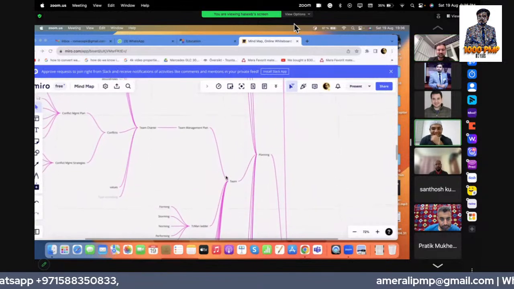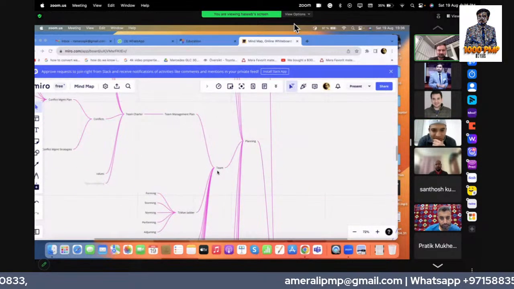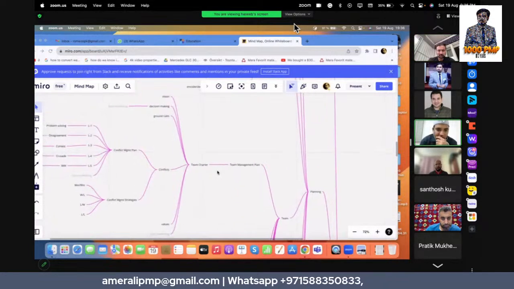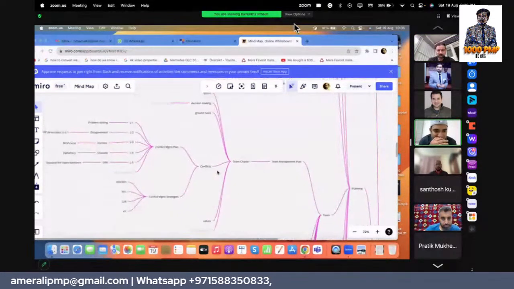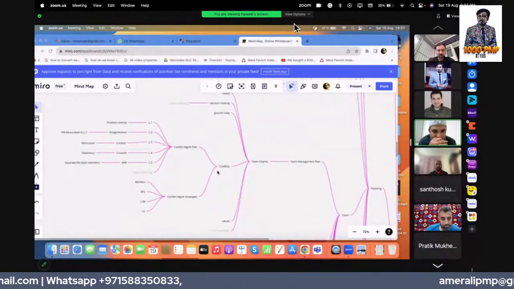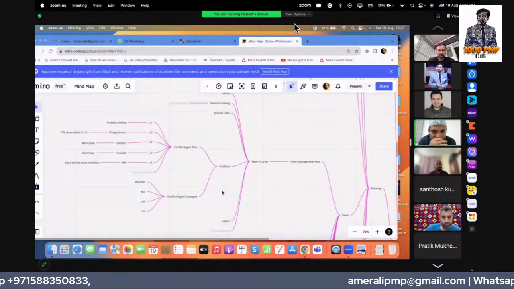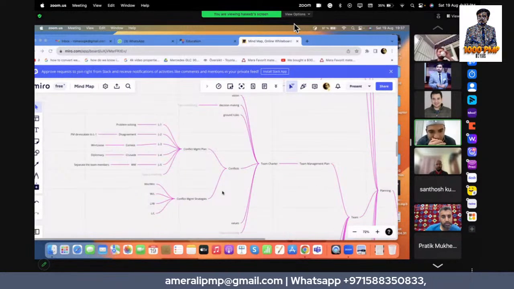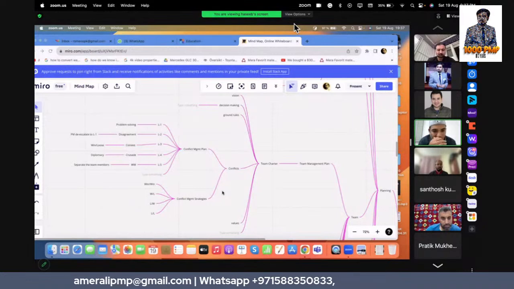Okay. So in team we have a team management plan, then a team charter. In the team charter we have conflicts, values, decisions, ground rules, and decision making. So in conflict we have a conflict management plan.